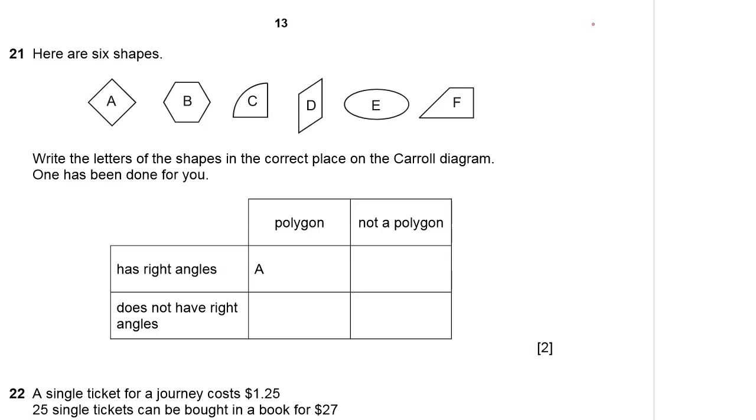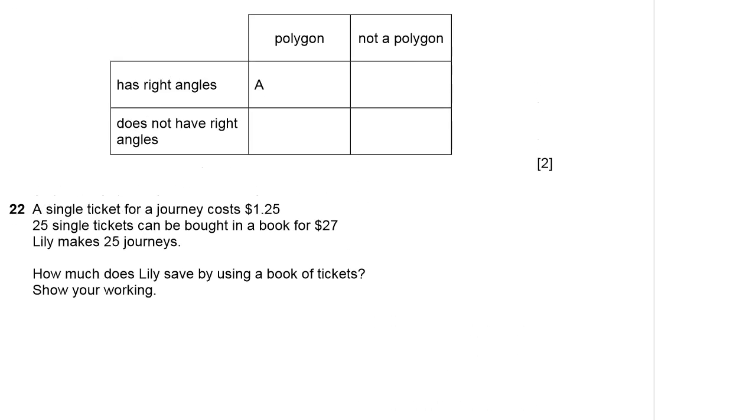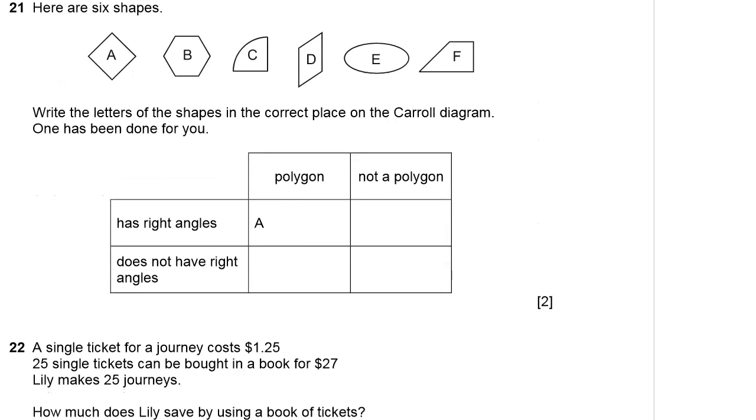Question number 21. Here are 6 shapes, A to F. Write the letters of the shape in the correct place on the Carroll diagram. One has been done for you as a right angle and is a polygon. Okay, right angle, basically 90 degrees, and it's a polygon right there.